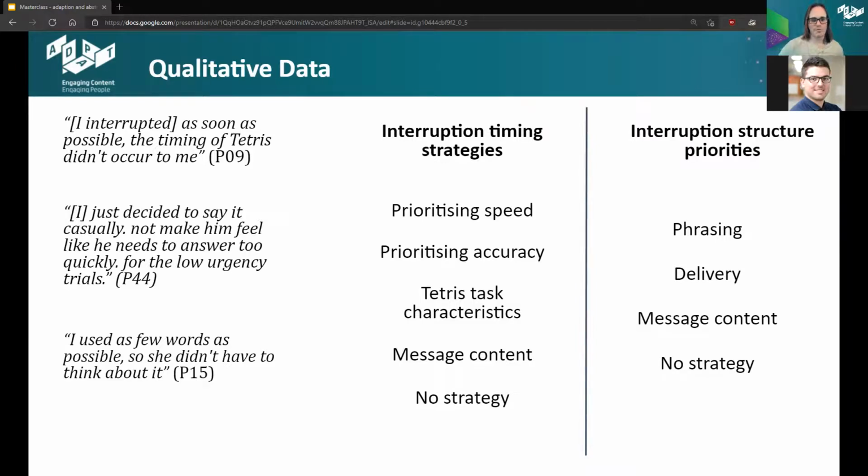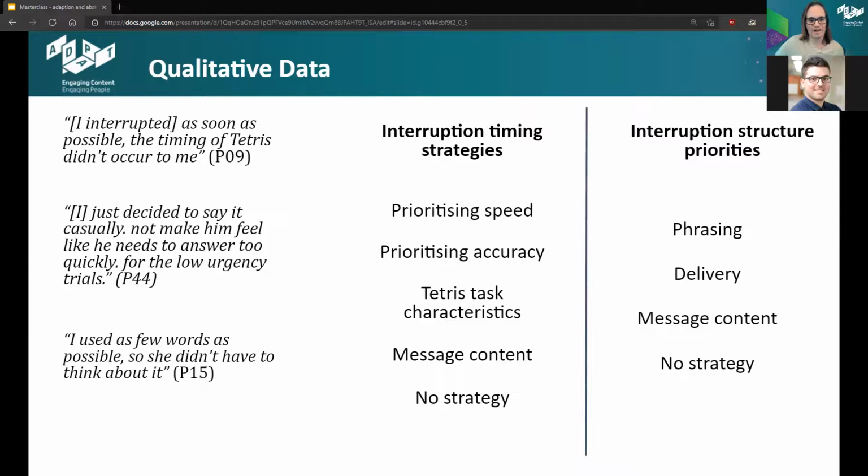So I found that people ended up either trying to interrupt as quickly or as soon as possible, prioritizing their speed, or they tried to speak in ways that they thought would interrupt in less disruptive ways, that were less likely to cause errors, that were more prioritizing their partner's accuracy. And I found that some people used characteristics of the Tetris game, like where the piece was or what it was doing, or maybe content of the message. So maybe some questions they thought, I can ask that really fast, so I'll go ahead and ask it. And other questions they thought, that's a little too complicated. I'll wait until it's a good moment to ask that.